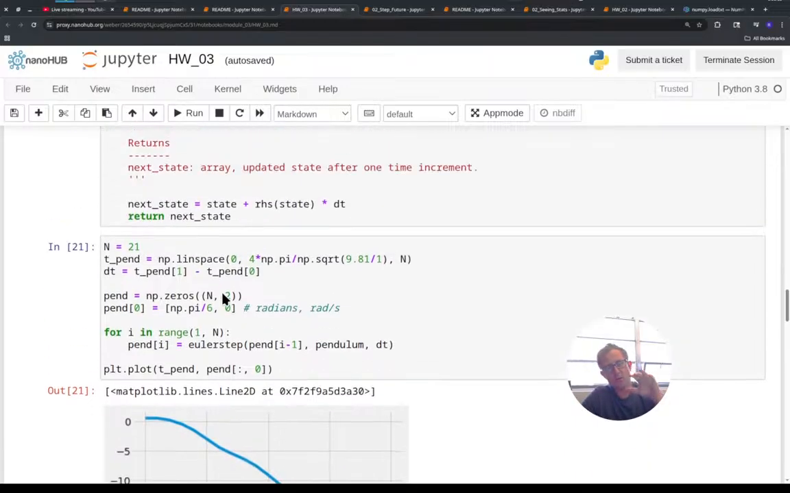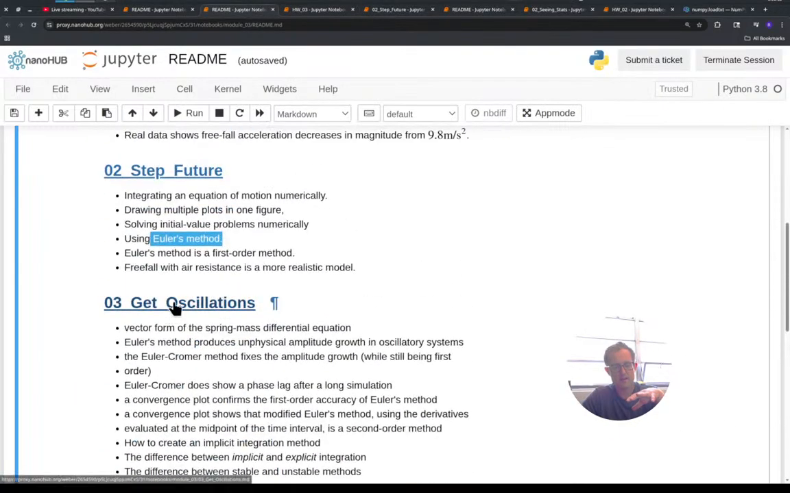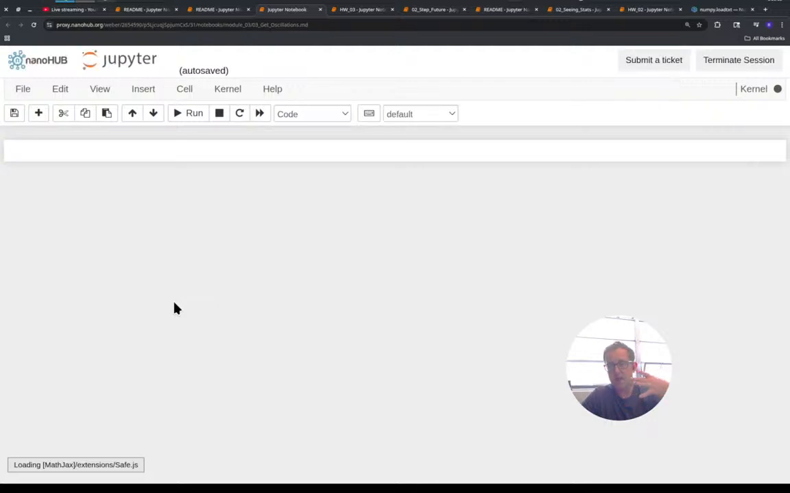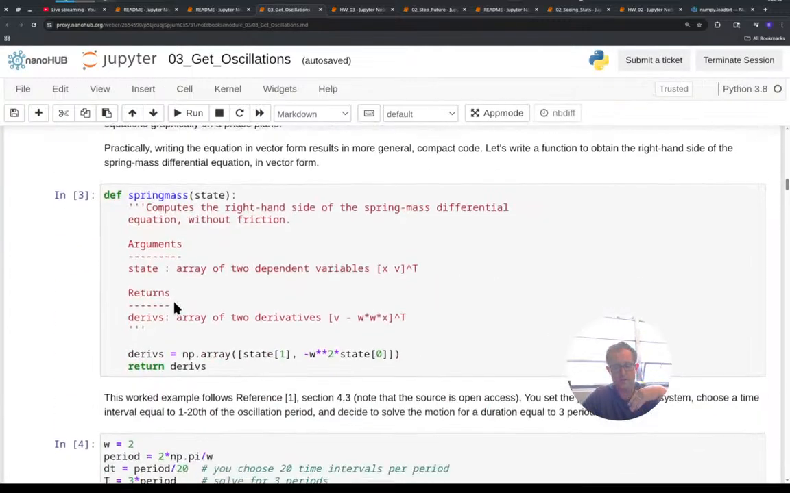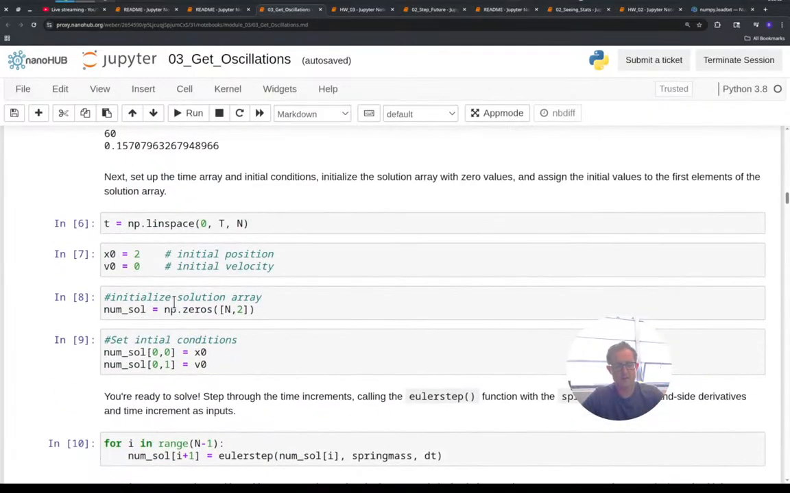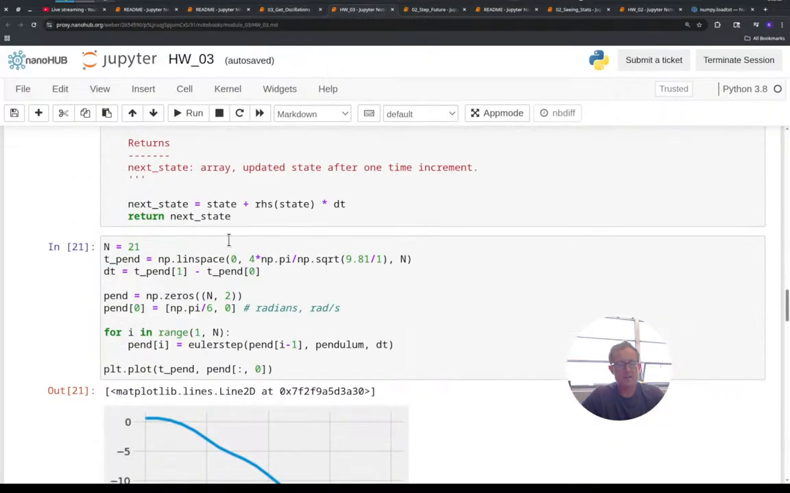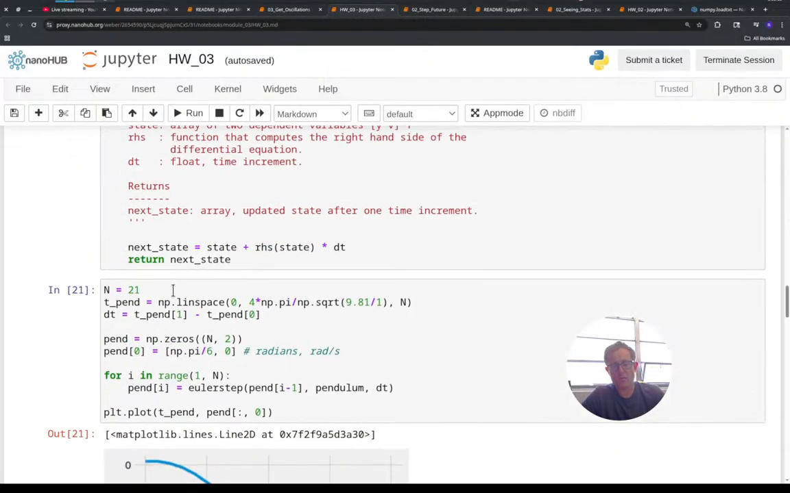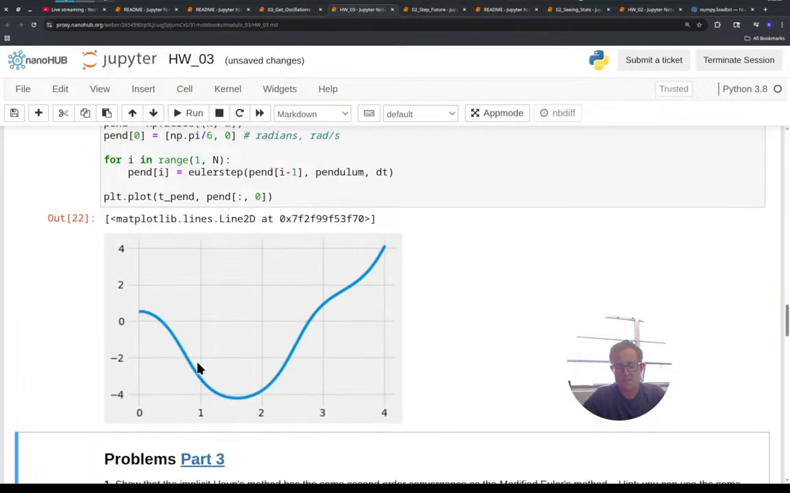One is that Euler method is hard. So when we look at the oscillations, pendulums oscillate. So if we're using Euler method, we need really small time steps. So 101 was not enough.